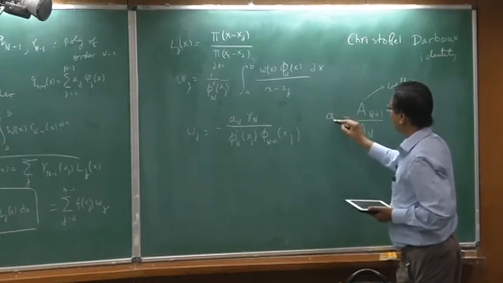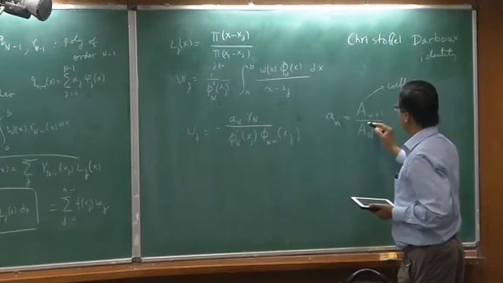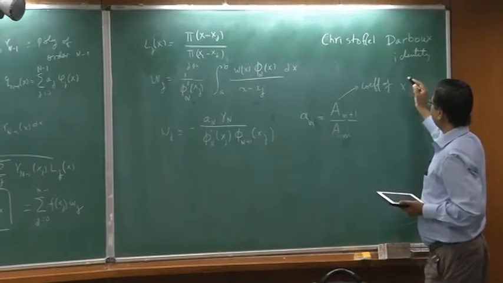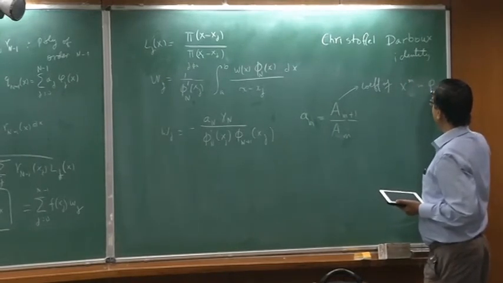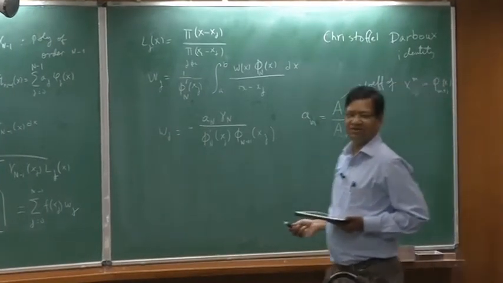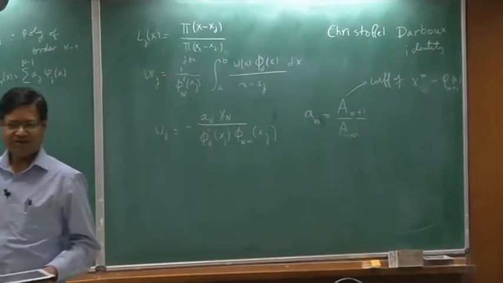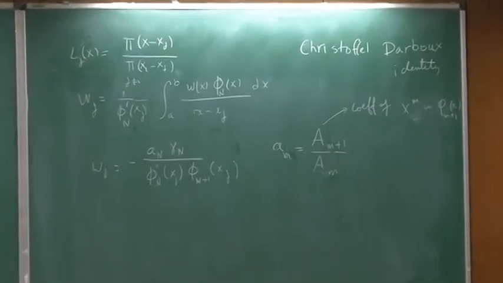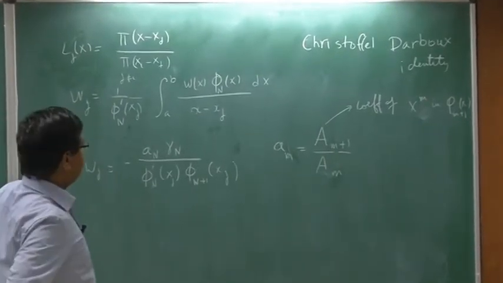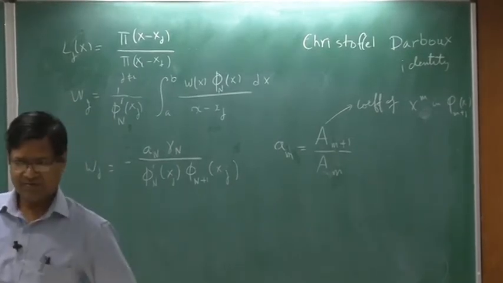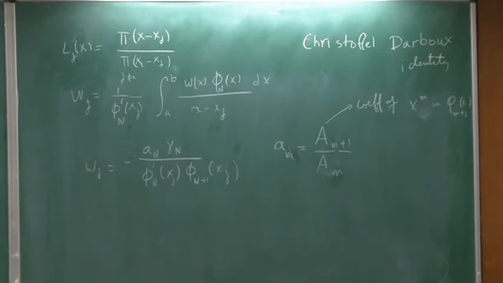In fact, let me define it for arbitrary m. So the coefficient of x power m in phi m plus 1. So this is the first coefficient, the x power m for phi m plus 1. So the first coefficient. Okay. So these are the definitions. So in the polynomial it need not be 1. The first coefficient need not be 1. We will do an example and I will show you how to compute for Legendre.